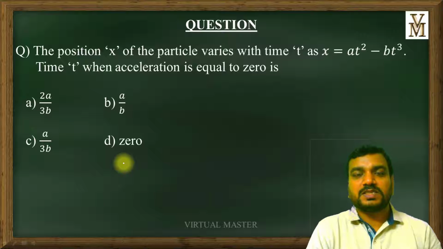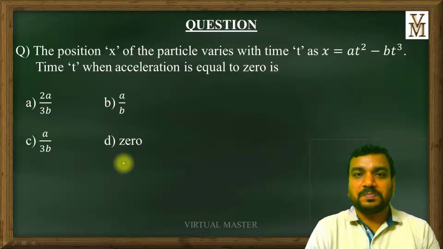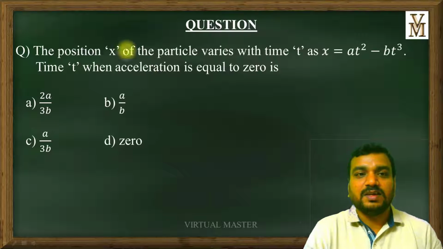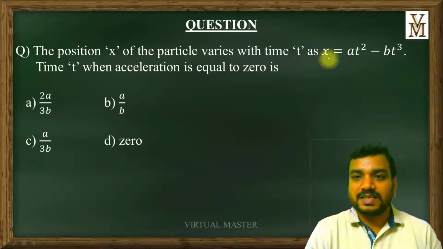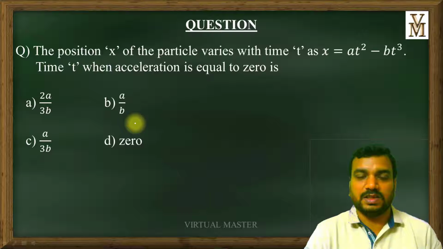Before deriving the equation V equals U plus AT, first let us solve the question that was asked in the previous session. In the previous session we asked you that the position x of the particle varies with time t as x equals at square minus bt cube. Time t when acceleration is equal to 0 is, and four options are given here.